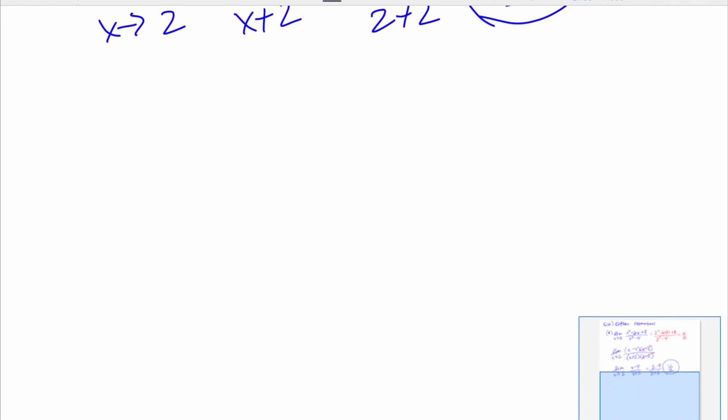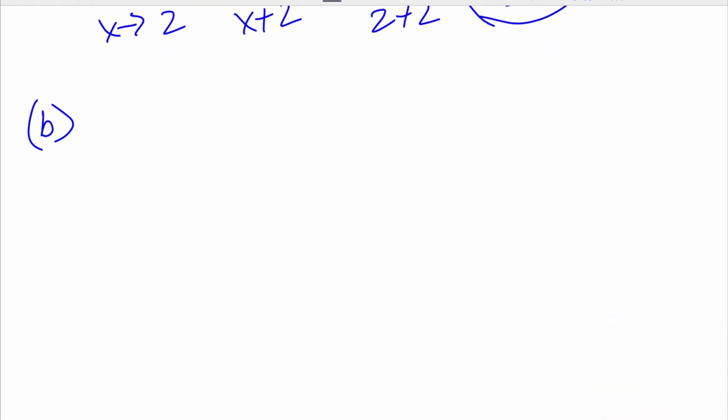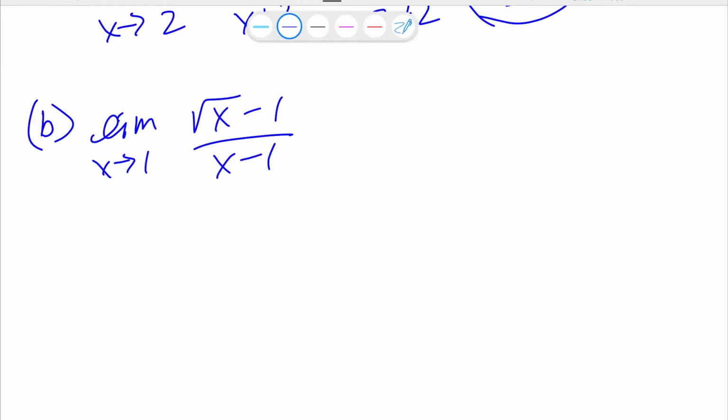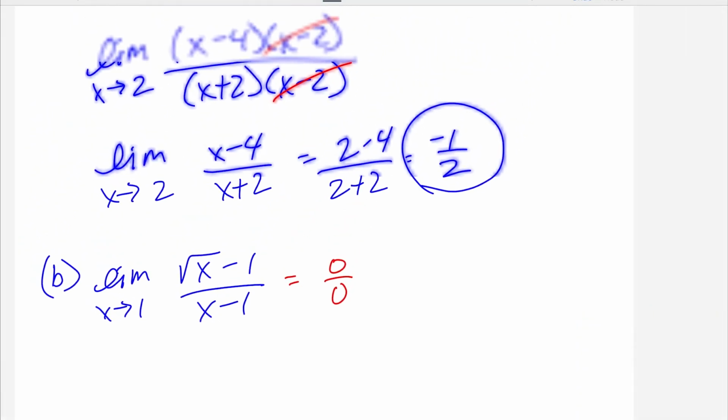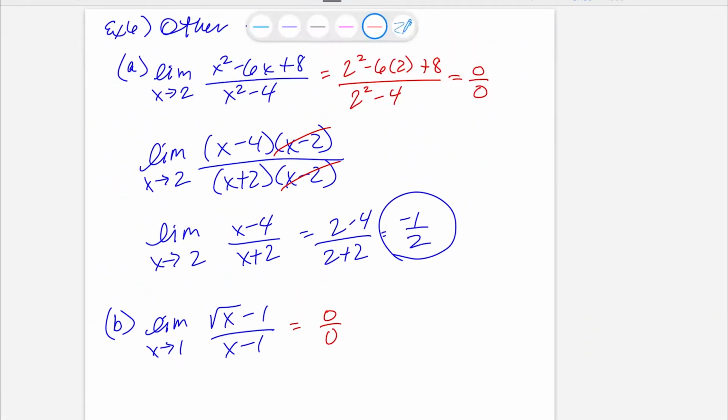What if I have the limit as x approaches 1 of the square root of x minus 1 over x minus 1? Plug it in, and we have an issue, right? Okay. So if you can factor, that is one technique. So we ought to write that over here. So one technique here is to factor.